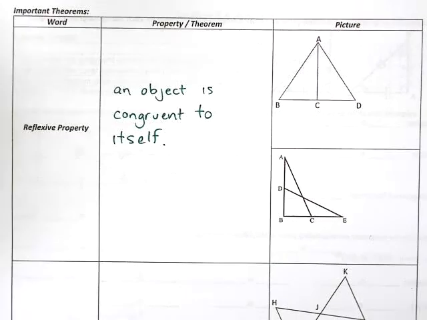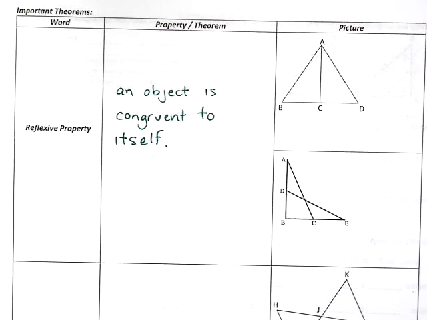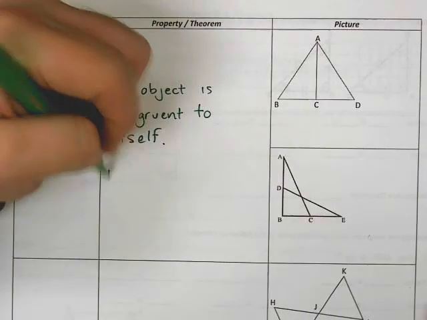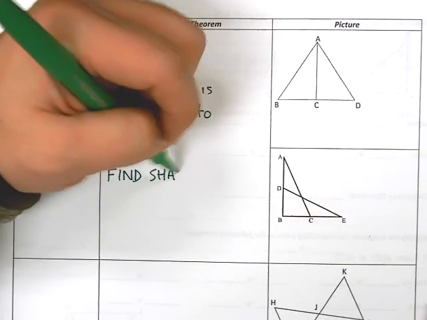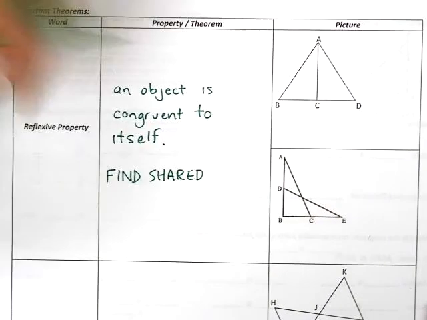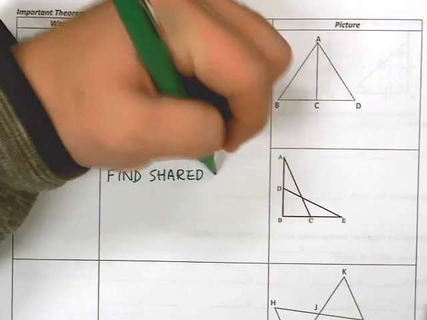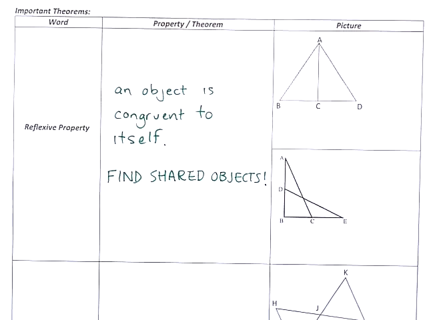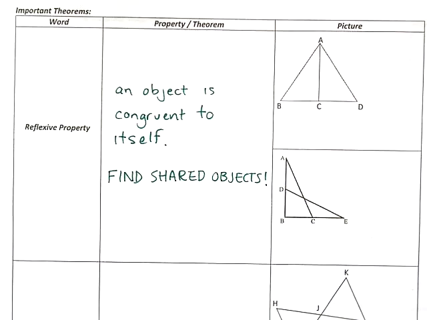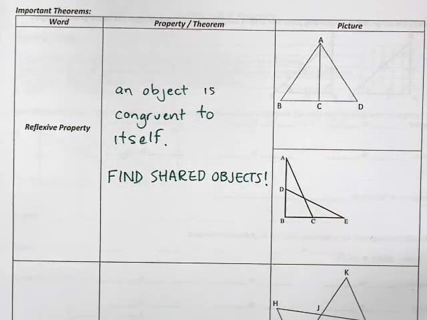However, we want to use the reflexive property to find shared objects. Okay, because if we can find something that's shared, that means that an object is going to be congruent in both of my triangles. All right, in both of my triangles.